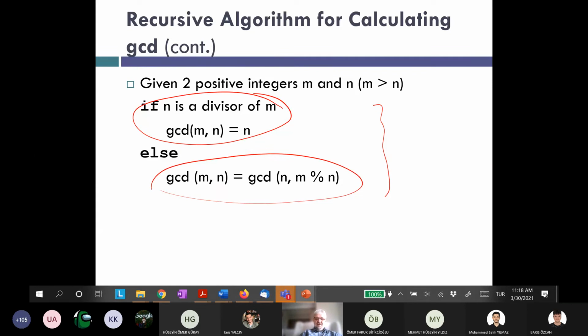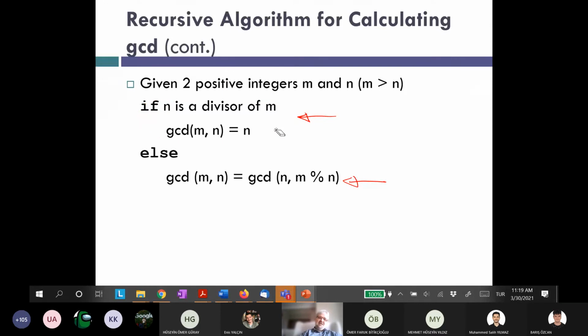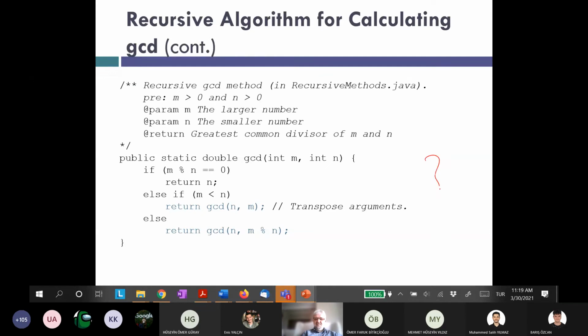And the validity of this equation is, as I said, proved by Euclid. I'm not going to go into detail of the proof, but you can prove this equation. And this one, of course, is a base case, right? And since this is recursive, it is easy to write this recursive method.